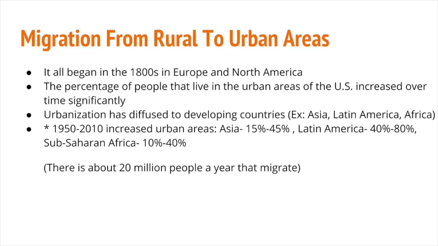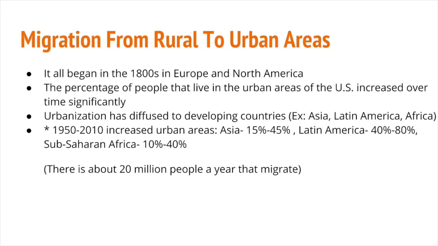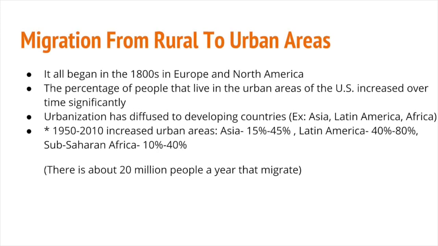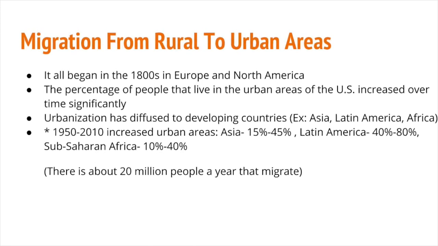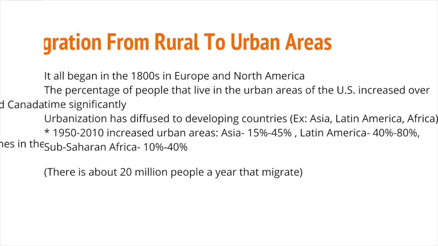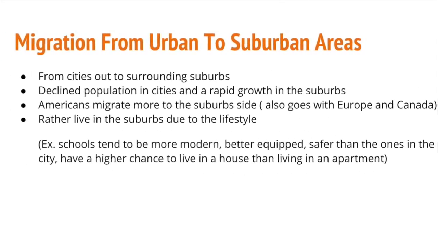Asia was 15% to 45%, Latin America was 40% to 80%, and Sub-Saharan Africa was 10% to 40%. There are about 20 million people who live in the rural areas and migrate each year to live in the urban areas. Most people that live in a developed country are willing to move from the cities to the suburbs.